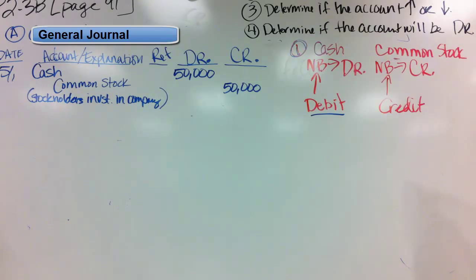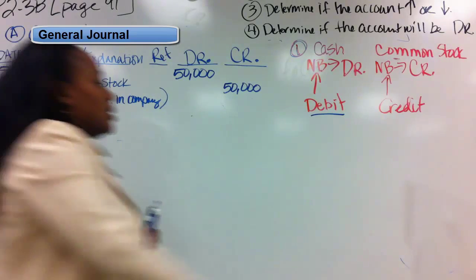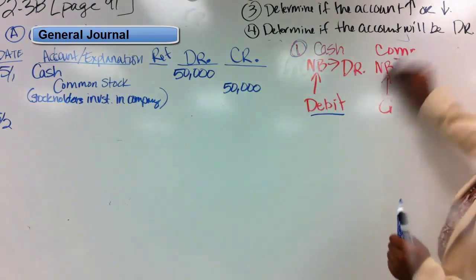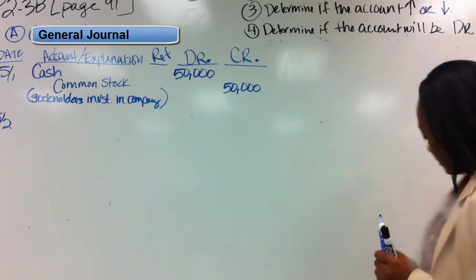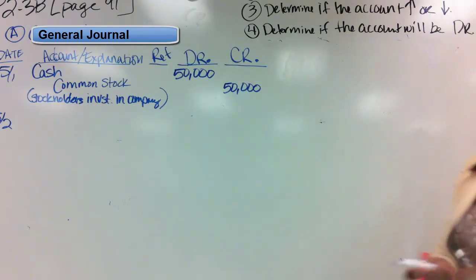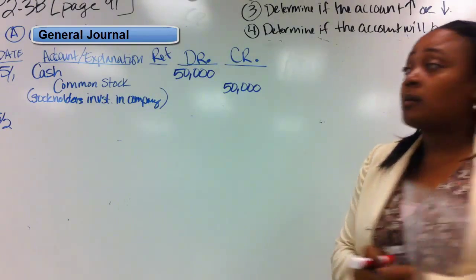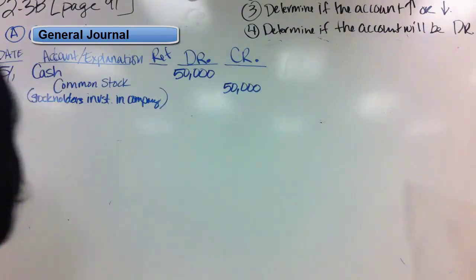Any questions? Okay, the next entry, you're going to skip a space. And our next entry occurs on May 2nd, the second one for May. We'll do the same process all over again. So our first step is to do what? There's no entry. Identify the accounts.